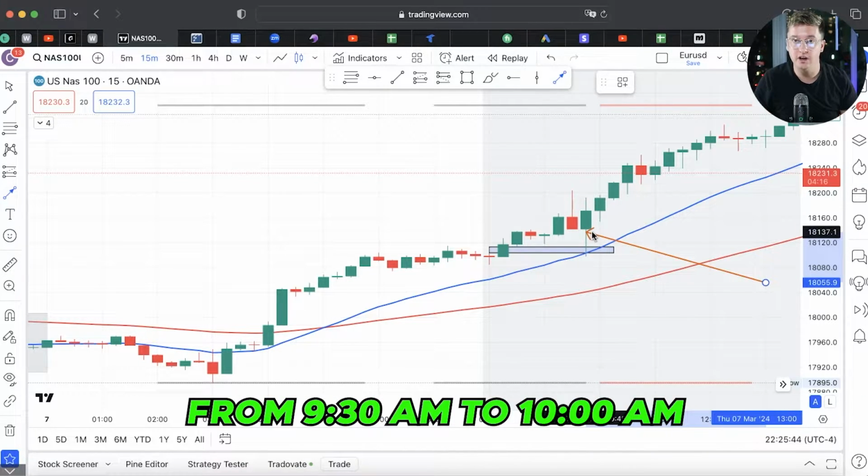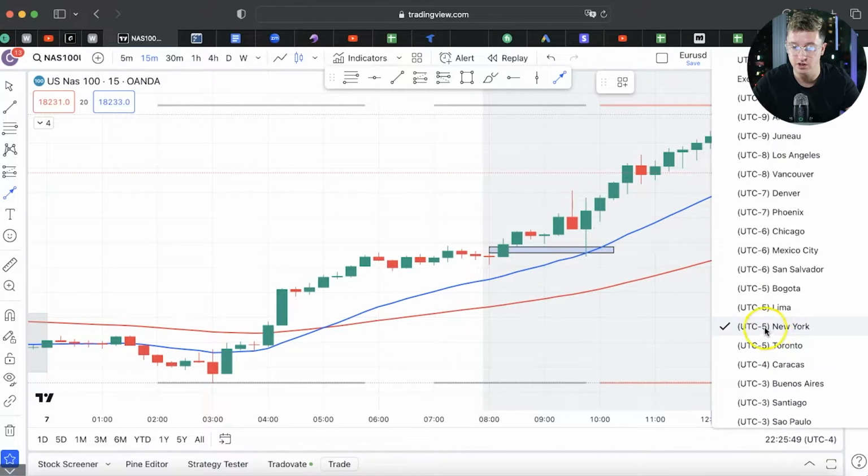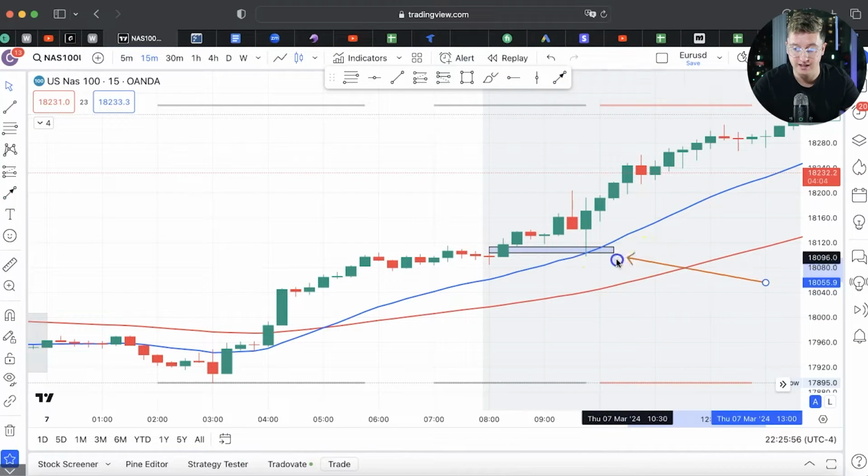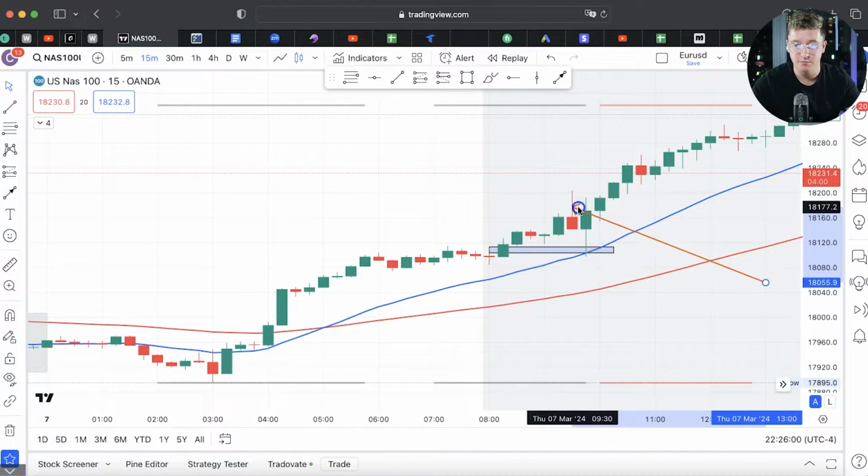From 9:30 a.m. to 10 a.m. EST, obviously. Make sure your time is set for UTC-5, New York. That's when we want to be looking for a trade, between that time window, guys. So we could see price comes down, hits it, pushes away.